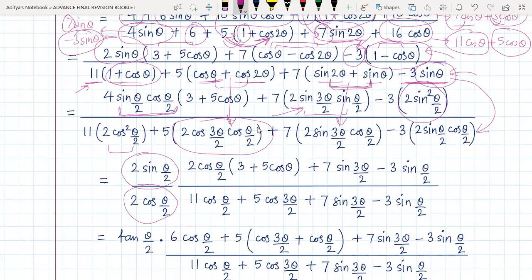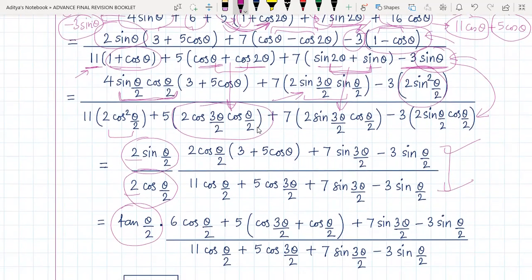Okay, so what are we left with in the numerator and denominator? We are left with these two expressions. All right, it's very easy to see. Okay, nothing difficult. We have just taken common. So obviously the 2 and 2 get cancelled and sine upon cos gives us tan theta by 2. Now look what's happening. Now is a very important step. We are opening this up.